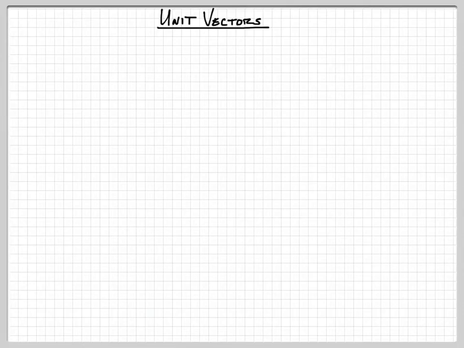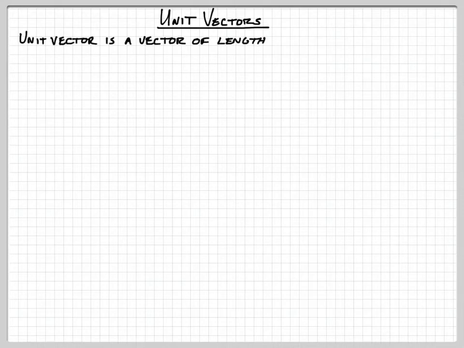Hey everybody, in this video we're going to talk about unit vectors. What is a unit vector? Well, a unit vector is a vector of length 1 unit, in any given direction. Okay, so a vector, 1 unit in any given direction.